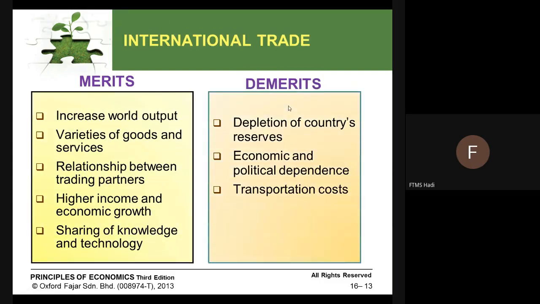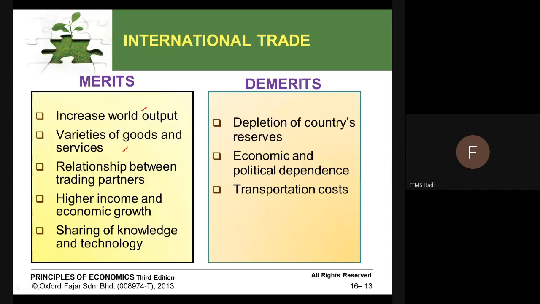Okay, we're talking about the merits and demerits, I mean, the advantages and the disadvantages of international trade. Let's have a look at the advantages here. International trade increases world output. That means because more countries and more resources are involved, therefore the production will become better internationally.